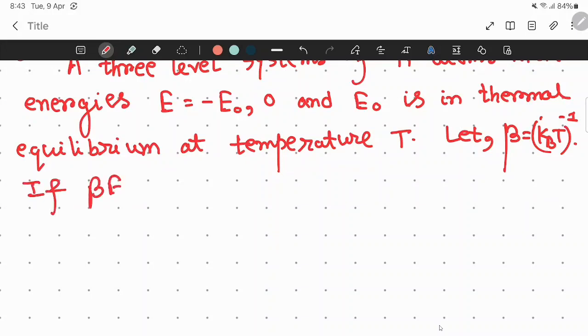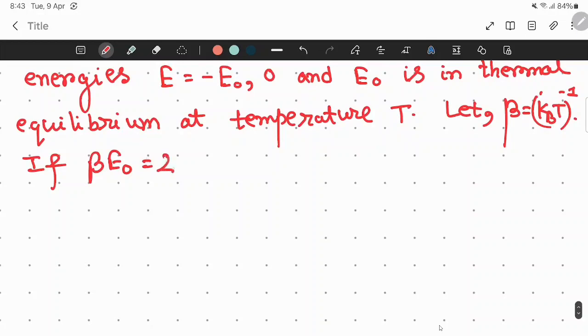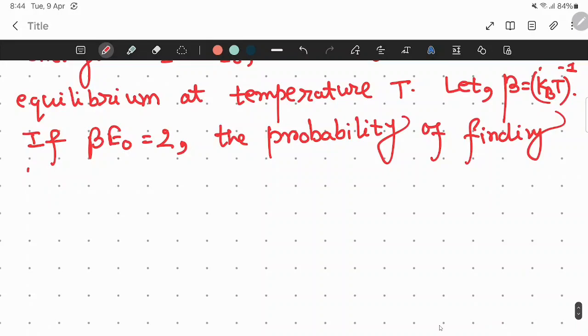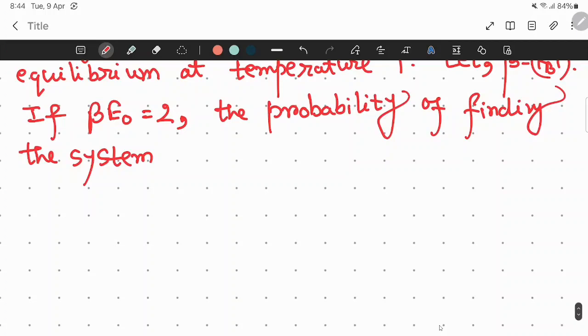If beta E naught is 2, the probability of finding the system in the level E equals to 0 is, okay.